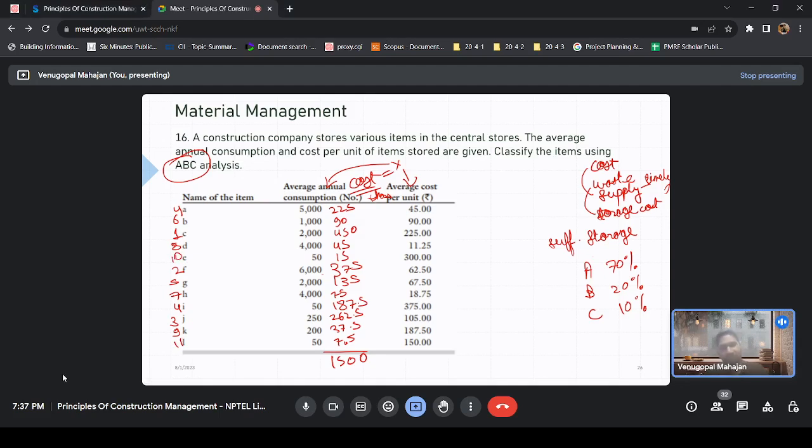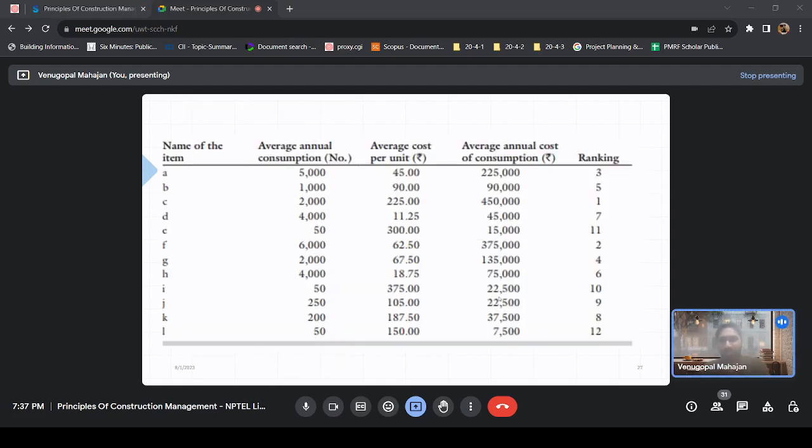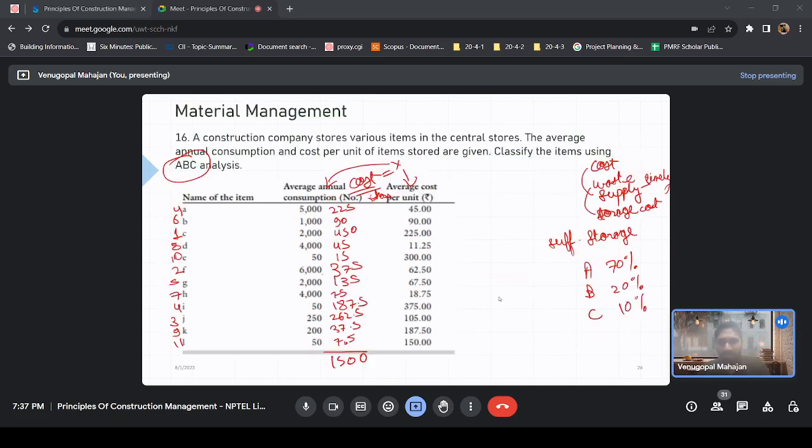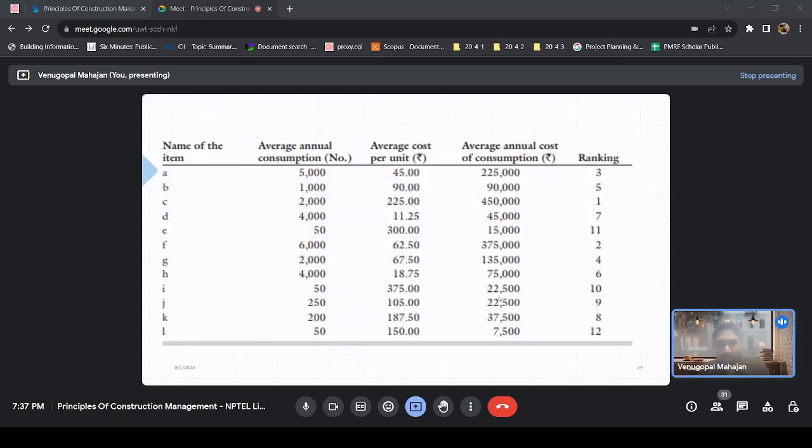But how do you classify them into A, B, and C? What you do is you make a curve again. So this is how we got it, right? 3, 5, 1, 7, 11. Okay, we might have misplaced something. Did we not take care of any item?